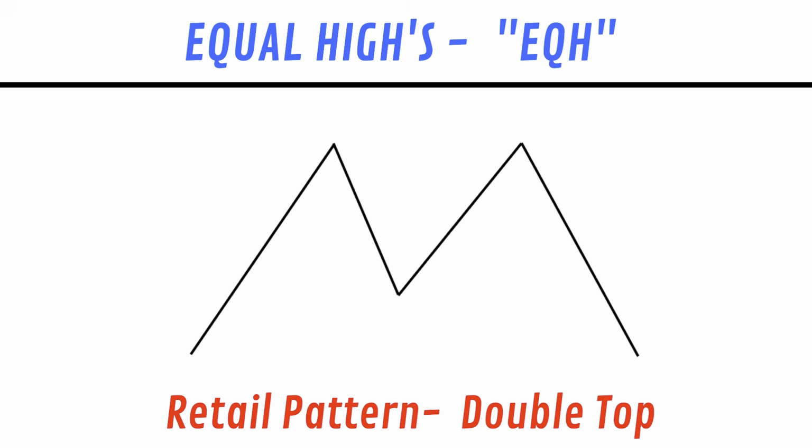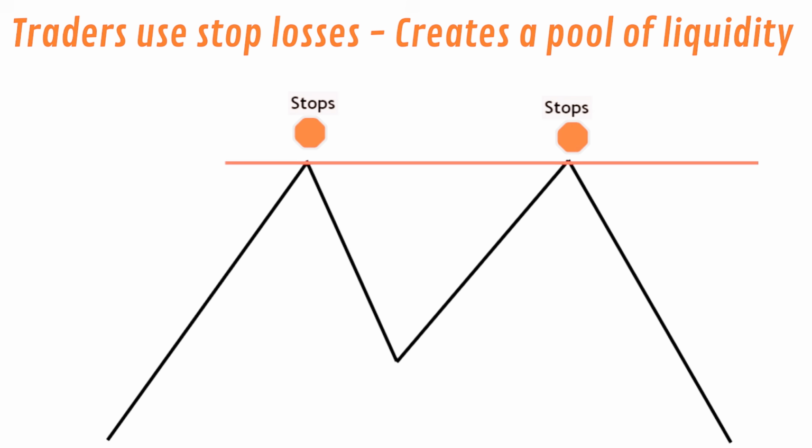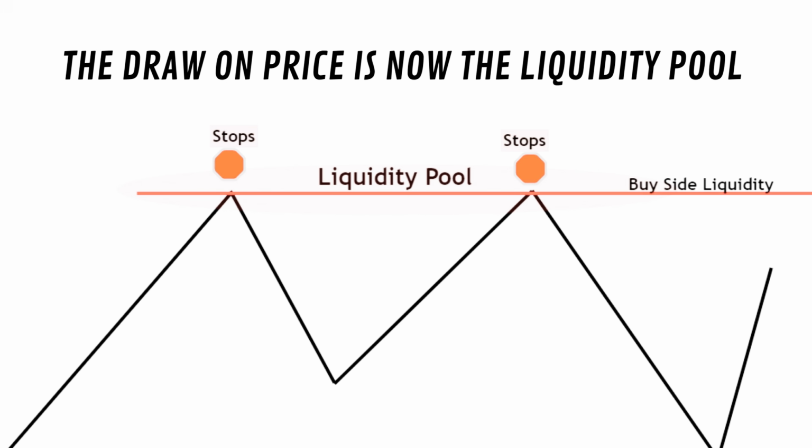I have an example here. This is an example of equal highs, abbreviated EQH. This is the retail pattern known as the double top. And here we have the equal lows, abbreviated EQL. It's a retail pattern, the double bottom. So as traders go short, they place stop losses. The first time as it goes up, stop losses as they go short. The second time, even more stop losses. So this is where it becomes really powerful, because there's so much liquidity created and pooled above those highs.